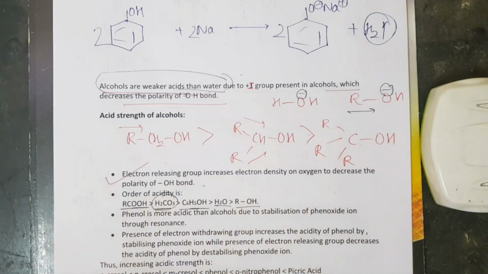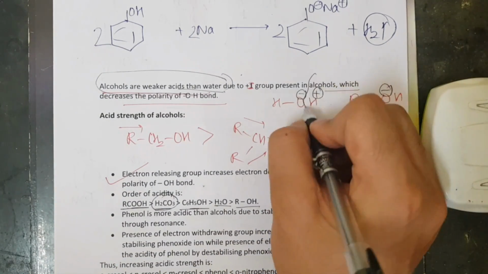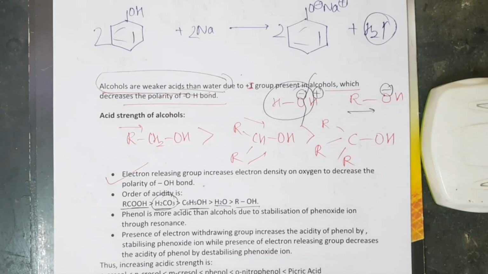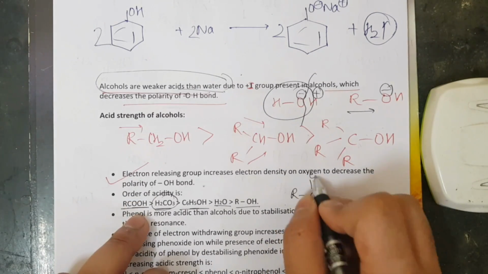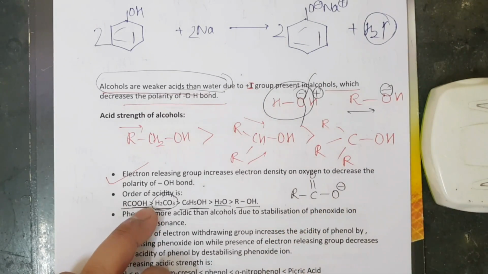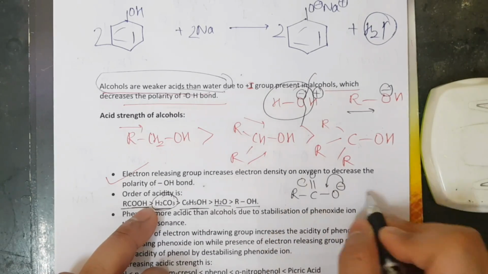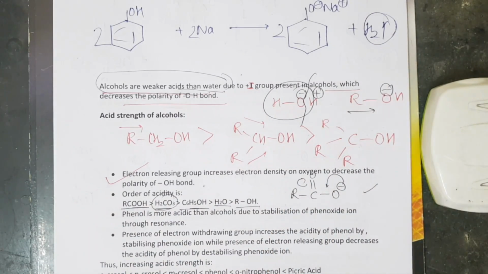Very simple, how to decide the acidity? Remove the H plus, form the minus. Now see where the minus is more stable, that will be more acidic. Like for example, this is R, C double bond O, OH, H plus removed, so this will be formed. This is in resonance, so that is why it will be more stable. Okay, that is basic logic.